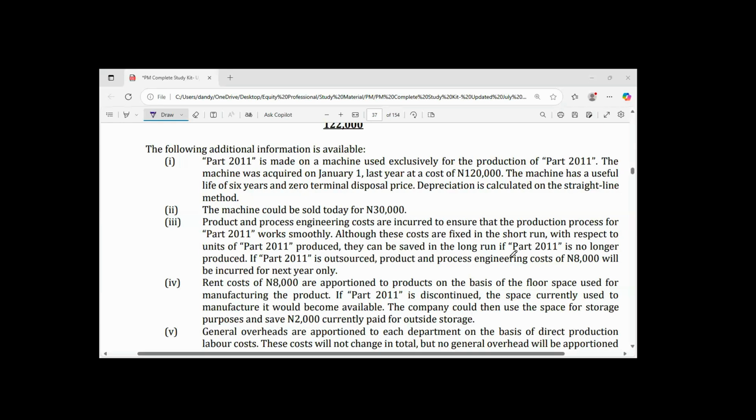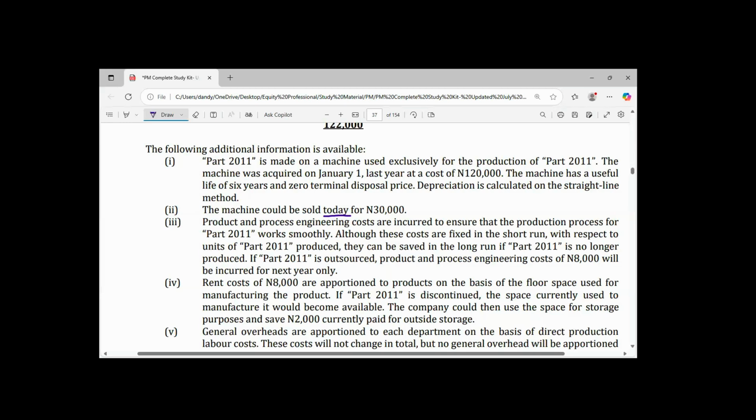3. Product and process engineering costs are incurred to ensure that the production process for Part 2011 works smoothly. Although these costs are fixed in the short run with respect to units of Part 2011 produced, they can be saved in the long run if Part 2011 is no longer produced. If Part 2011 is outsourced, product and process engineering cost of 8,000 will be incurred for the next year only.